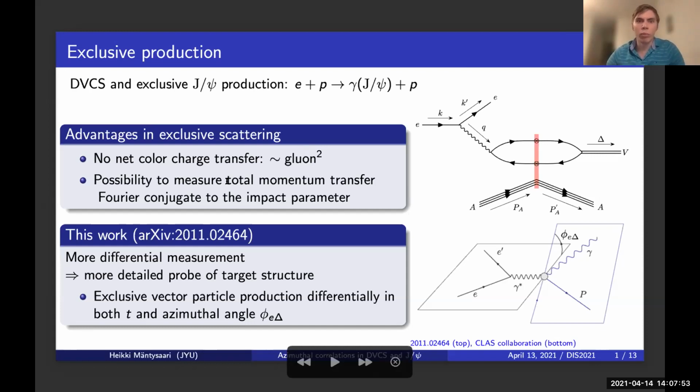And because you can measure the total momentum transfer, you get access to the spatial distribution of partons, because the momentum transfer is the Fourier conjugate to the impact parameter. Now, in this work, we wanted to study this process differentially in both the squared momentum transfer t and the azimuthal angle between the electron plane and the plane of the produced photon or vector meson and the outgoing proton. My results will be shown as a function of this angle, which is illustrated in this cartoon. The motivation is that with more differential measurements, it should be possible to obtain more detailed information on the small-scale structure of the target.